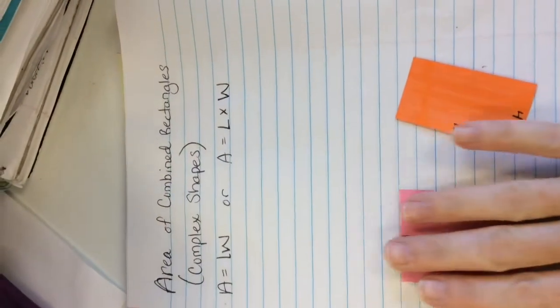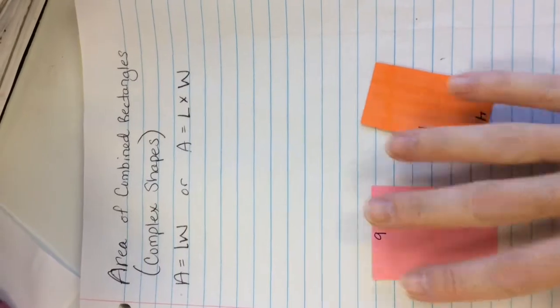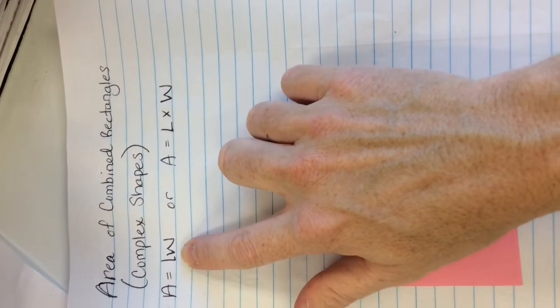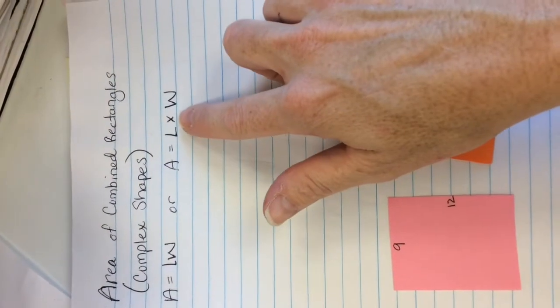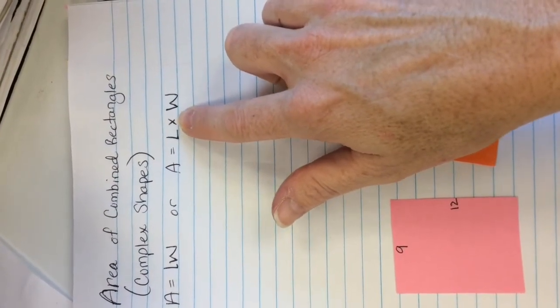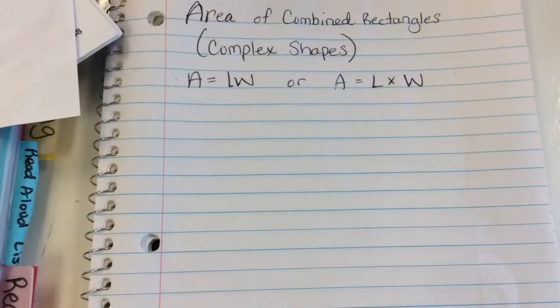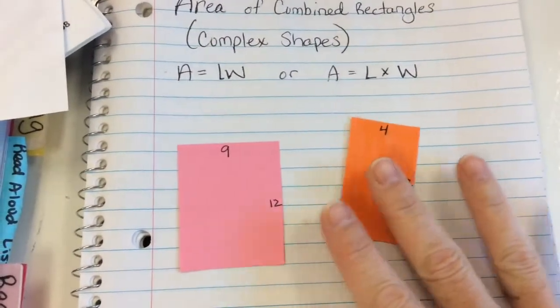Okay, boys and girls, tonight's video is about area of combined rectangles, or complex shapes, as you may hear them being called. Remember that the formula for area is length times the width. It could be written with the letters next to each other or separated by the multiplication sign. Means the same thing.